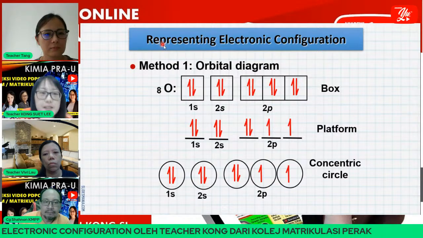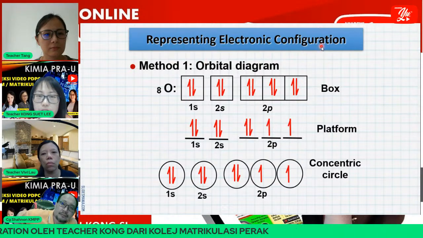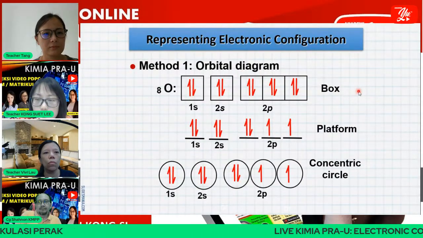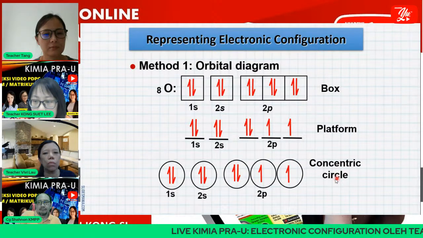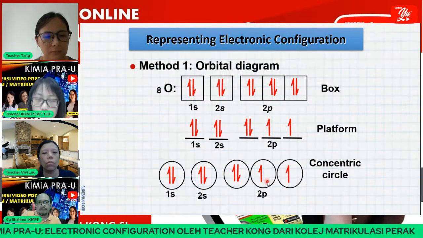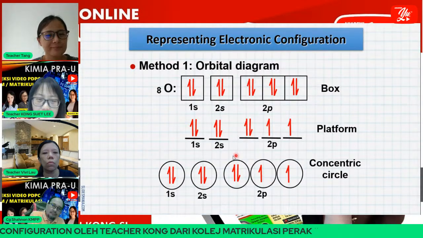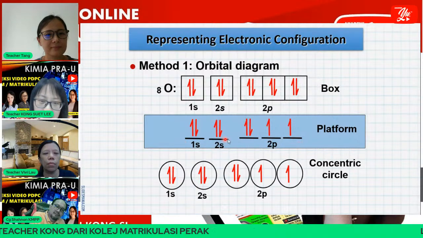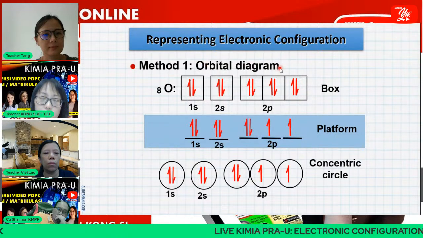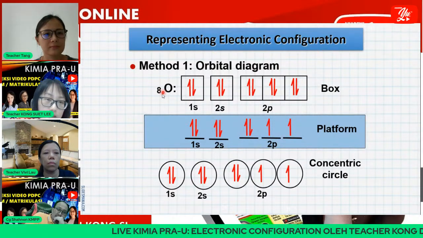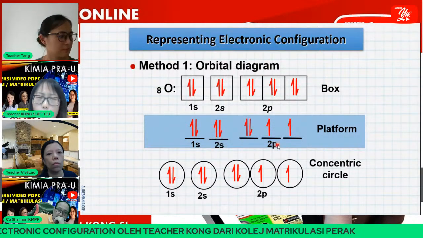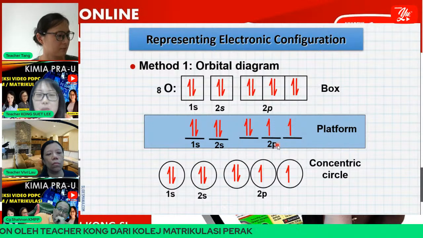Now we will start with the first method to write down the electronic configuration, which is the orbital diagram. We can represent the orbital diagram by using a box, a platform, or a concentric circle. Which of these three do you think is the easiest? Of course, the platform, because it is just a single line each. So I encourage you to use the platform for the orbital diagram. For oxygen with 8 electrons, I will place 1s2, 2s2, 2p4. Why do we put it like this? Later I will tell you why.